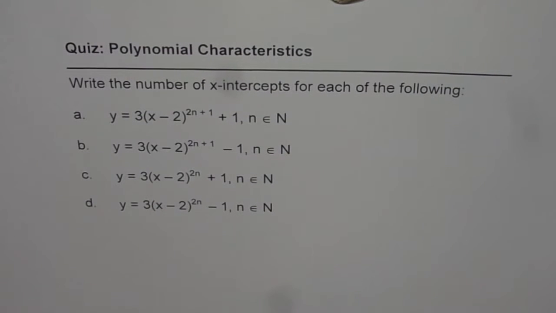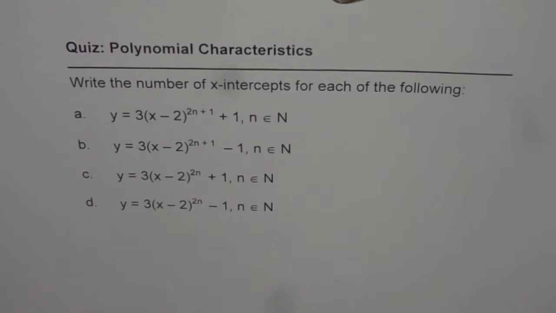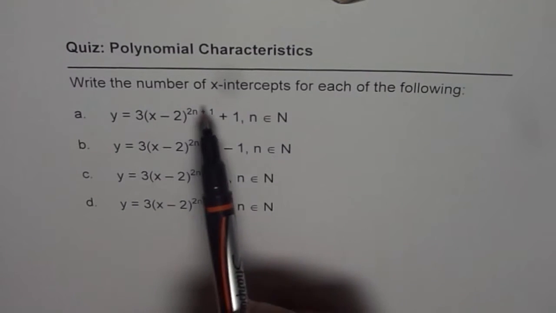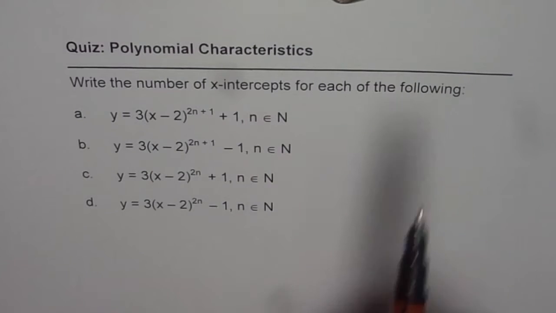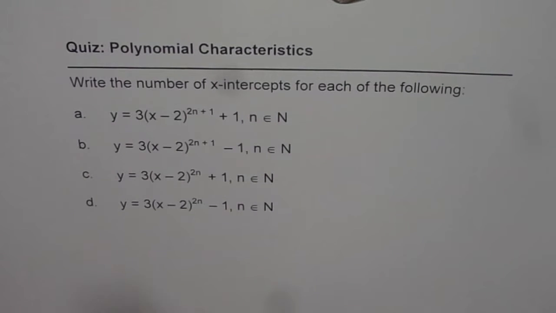Here is an interesting question on transformed polynomials. The question is, write the number of x-intercepts for each of the following. I'd like you to pause the video, copy the question, answer, and then look into my suggestion.